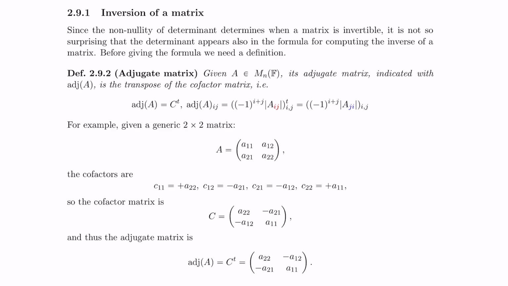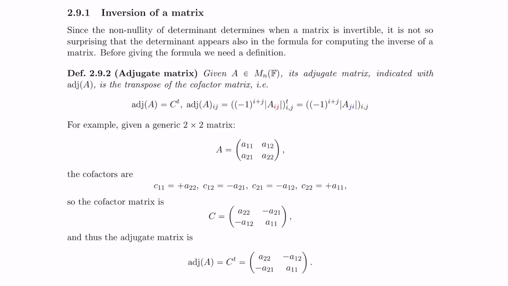Before introducing the concept of inverse matrix, we need a preliminary definition, that of adjugate matrix. Given a square matrix A of dimension n, we call its adjugate matrix, and we indicate it with this symbol here, the transpose of the cofactor matrix of A. The abstract definition of adjugate matrix is written here. However, I prefer to introduce it with a concrete example of a square matrix of order 2.